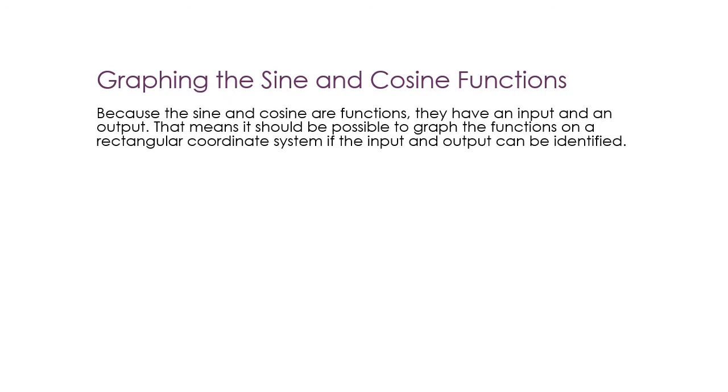Because the sine and cosine are functions, they have an input and an output. That means it should be possible to graph the functions on a rectangular coordinate system if the input and output can be identified. The inputs of the sine and cosine function represent an angle.